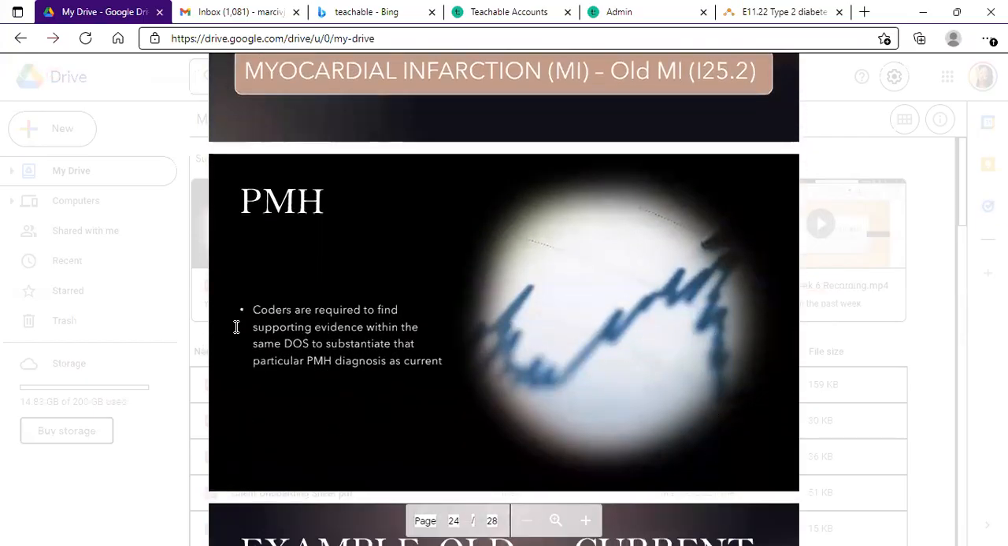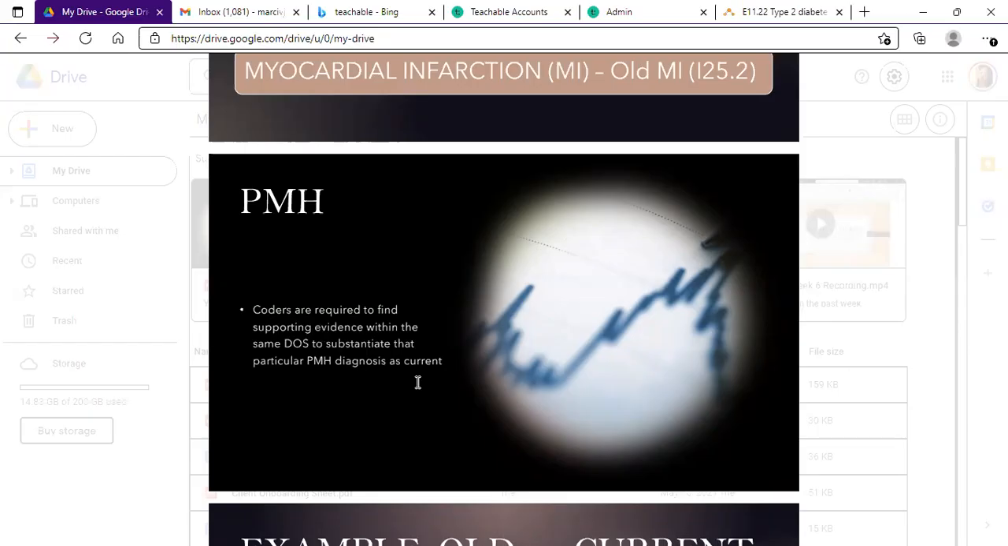So your past medical history. Coders are required to find supporting evidence within the same date of service to substantiate the particular PMH diagnosis as current. I'll say it again. Coders are required to find supporting evidence. You are required to find supporting documentation from the clinician within the same date of service, within that chart, that encounter, to substantiate certain past medical history diagnoses as current.